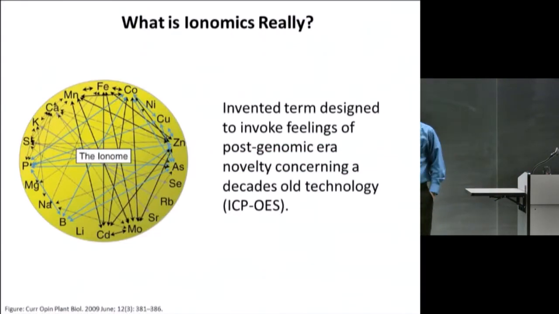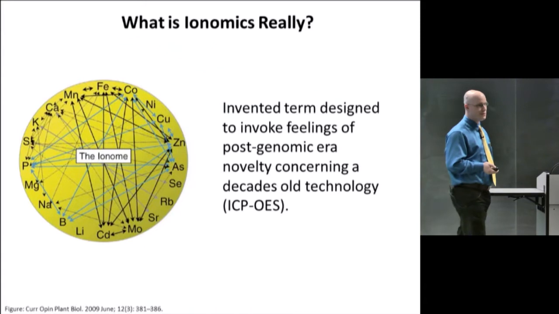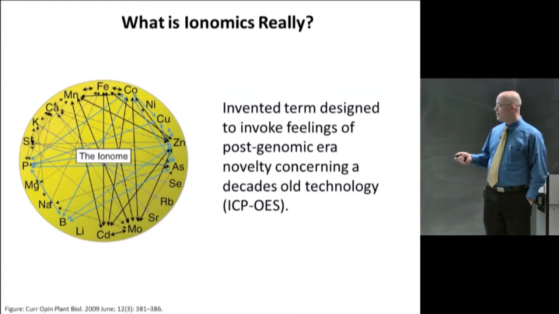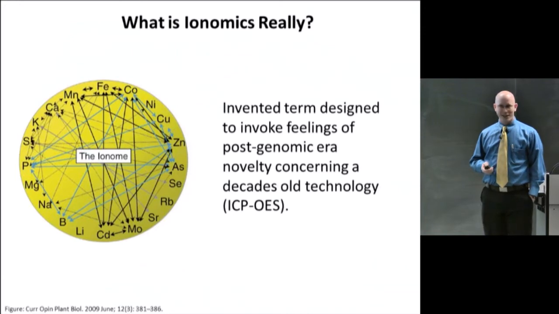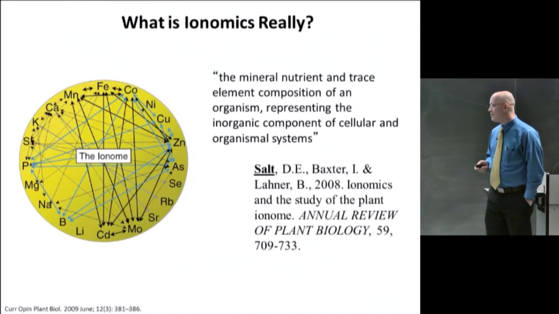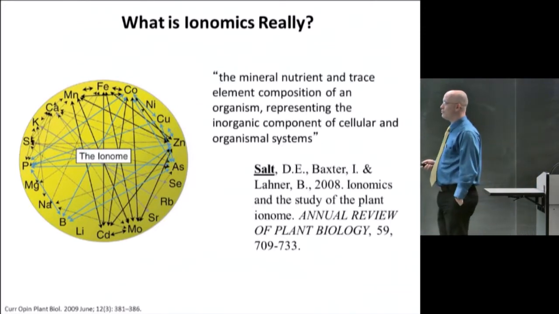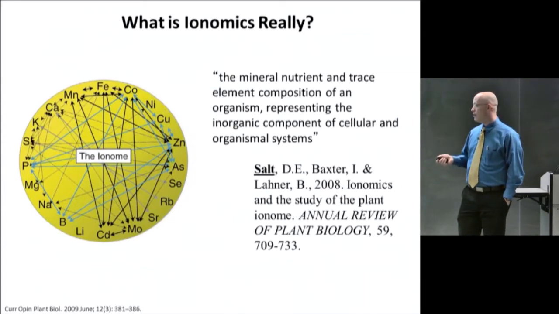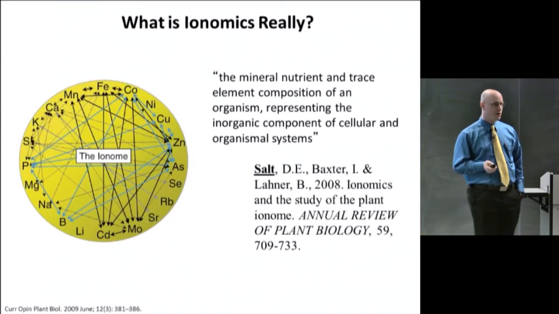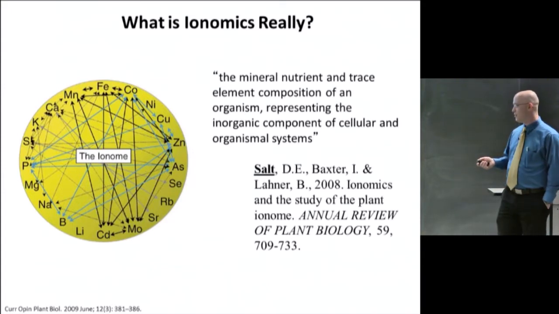So what is Ionomics really? I've said for 3 years now, and I still maintain, that Ionomics is an invented term designed to invoke feelings of post-genomic era novelty regarding a decades-old technology. But more functionally, Ionomics is the mineral, nutrient, and trace element composition of an organism. The term was coined by a man named David Salt, and the irony of his last name is not lost on me.